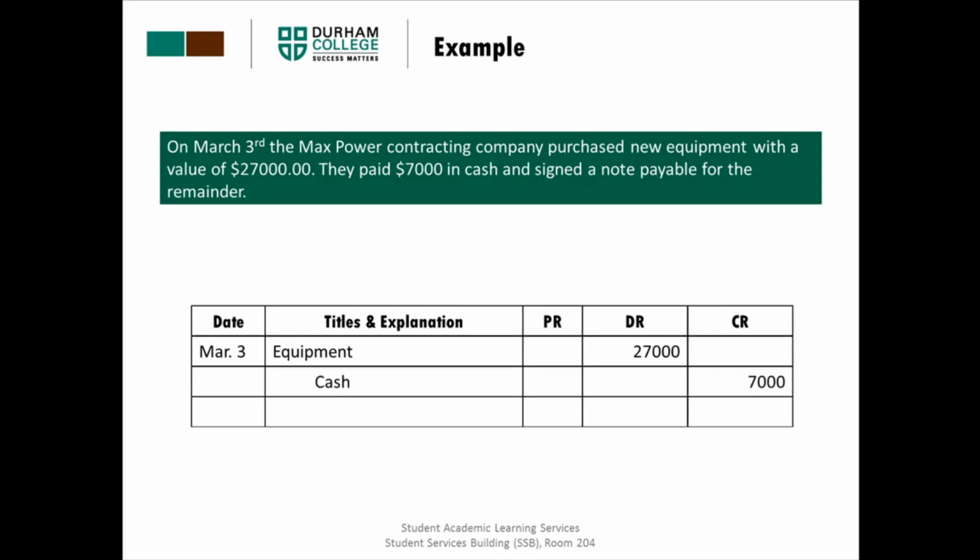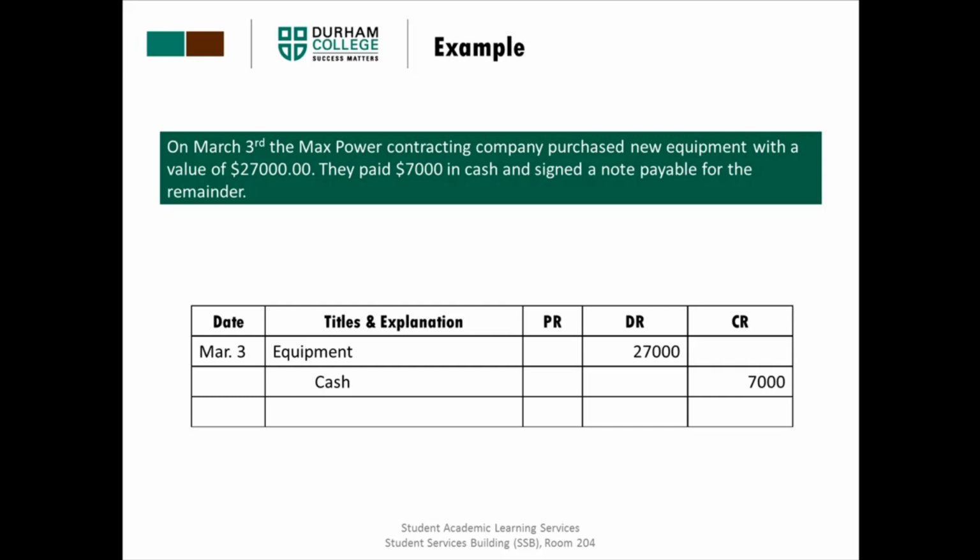Looking at the transaction we've recorded, we can see that the total debits do not balance the total credits. They are not equal. Also, we have not recorded anything about the note payable that was mentioned. A note payable is like a loan. The company has promised to pay that amount of money in the future.